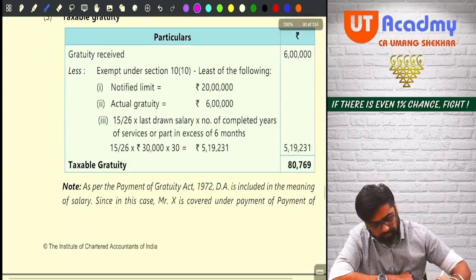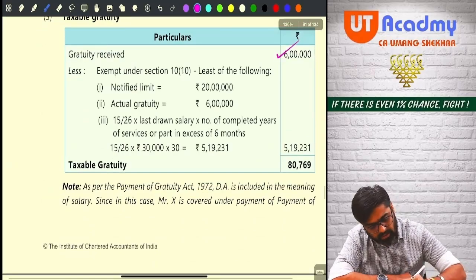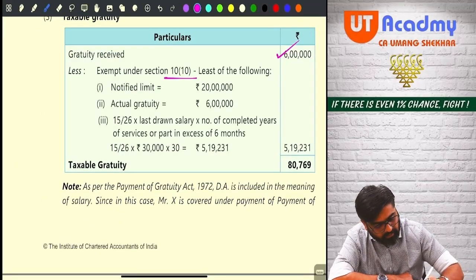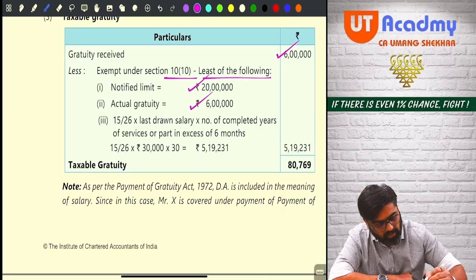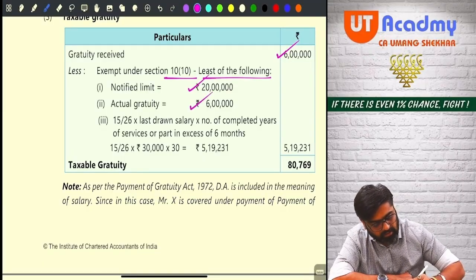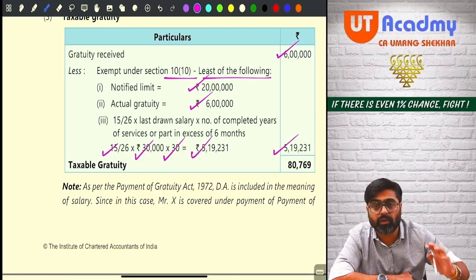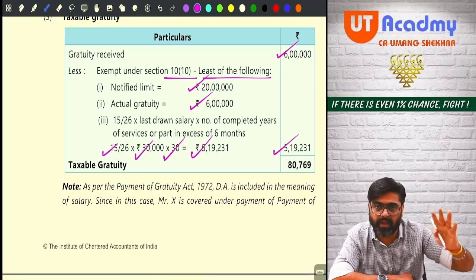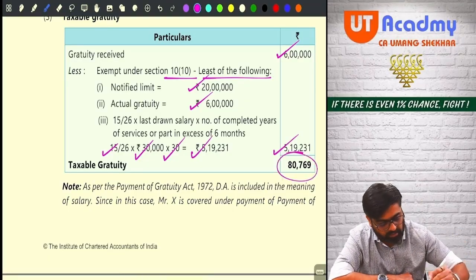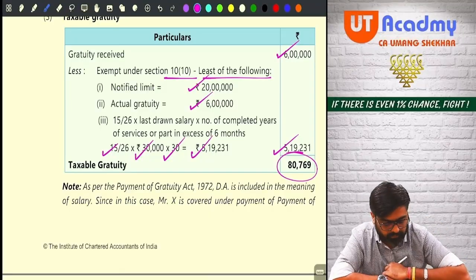See, a note is given. Gratuity received 6 lakh. Exemption under section 10(10) will be the least of the following. This is the notified limit, 20 lakh; actual gratuity, 6 lakh; 15 by 26 into last drawn salary for 30 years will be 5 lakh 19,231. This 5 lakh 19,231 being the lowest of the 3 amounts will be exempt out of 6 lakh. 80,769 will be taxable.